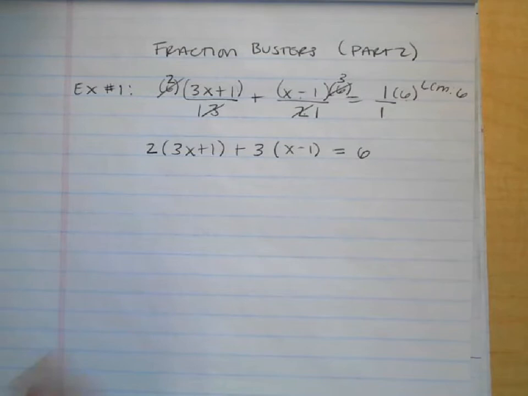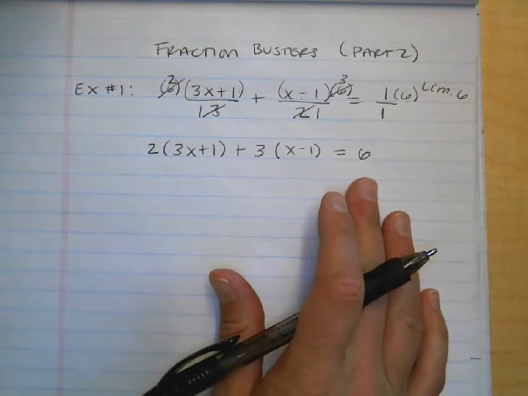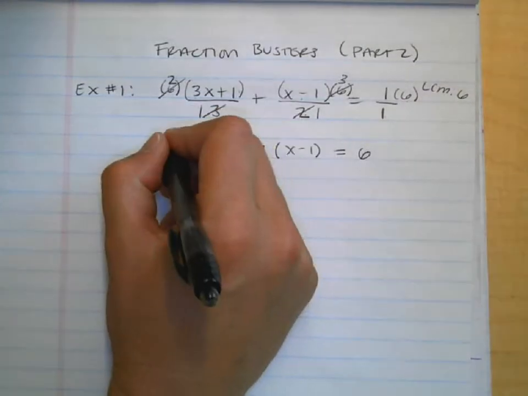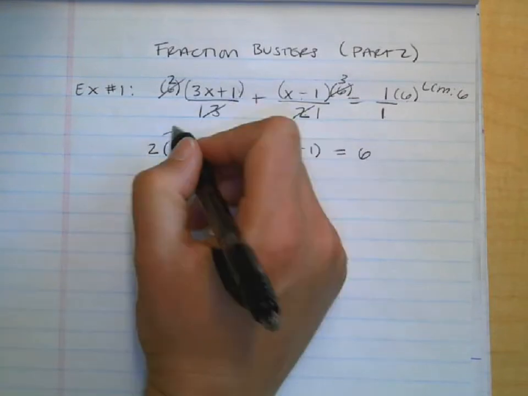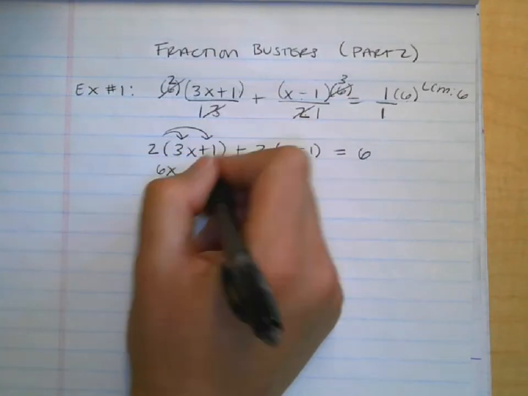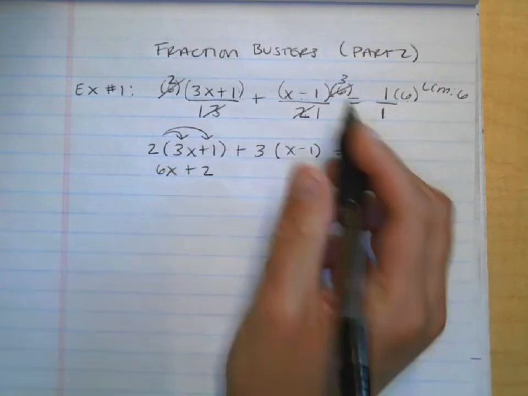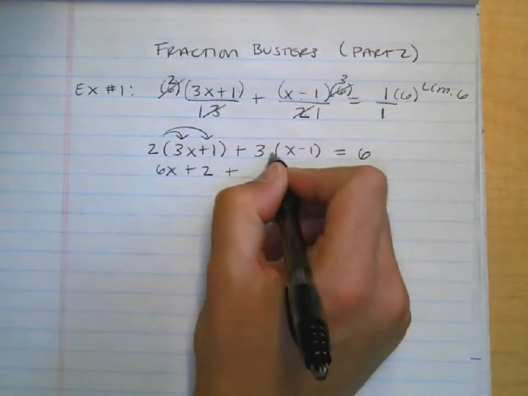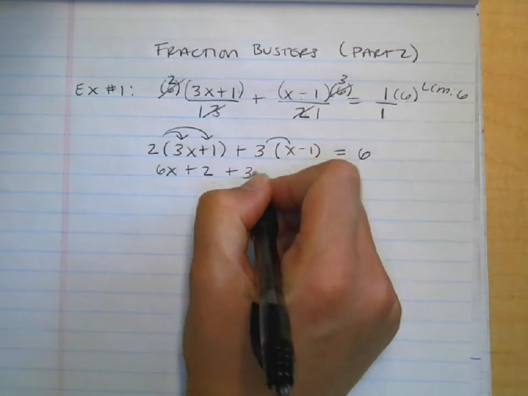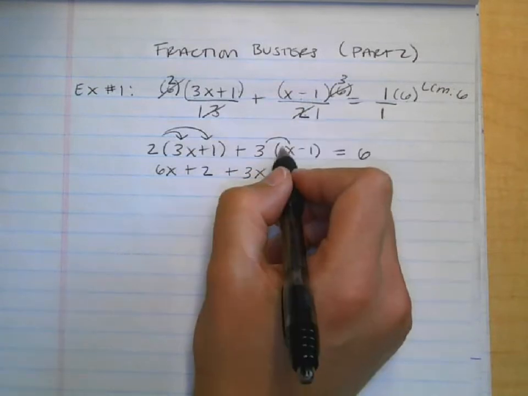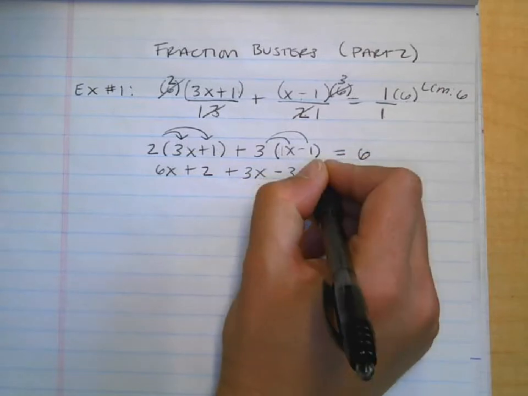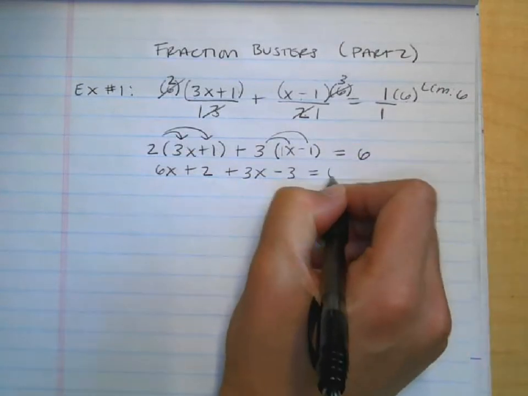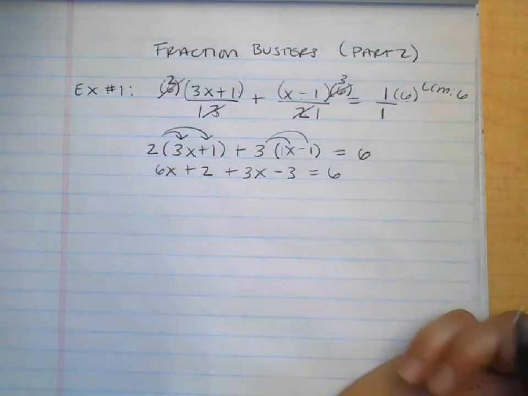So now this is a problem that we've been used to solving. We are going to distribute first. So I'm going to do 2 times 3x, which is 6x, 2 times 1, which is plus 2, plus 3 times x is 3x. There's just a visible 1 right there. 3 times the negative 1 is negative 3. And I'm now done distributing, can do my equal sign and my 6.